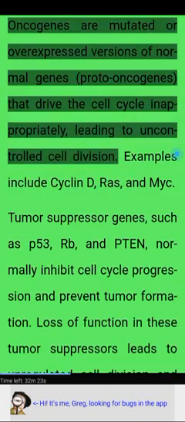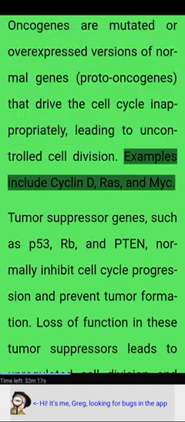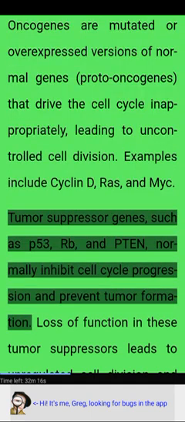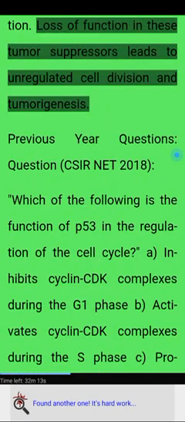Oncogenes and tumor suppressors. Oncogenes are mutated or overexpressed versions of normal genes, proto-oncogenes, that drive the cell cycle inappropriately, leading to uncontrolled cell division. Examples include cyclin D, RAS, and MYC. Tumor suppressor genes, such as P53, RB, and PTEN, normally inhibit cell cycle progression and prevent tumor formation. Loss of function in these tumor suppressors leads to unregulated cell division and tumorigenesis.